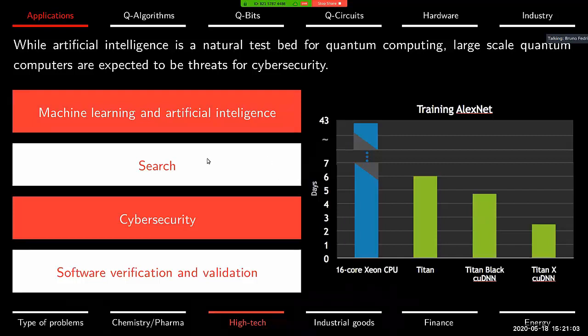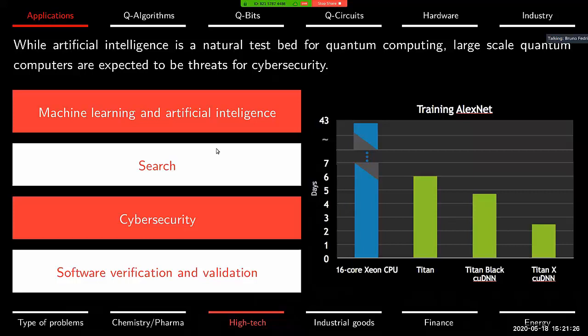Another application will be search in databases. I won't say much now on quantum search because I will detail Grover's algorithm, which is a quantum algorithm for search in unstructured databases. But you can improve performance with search.